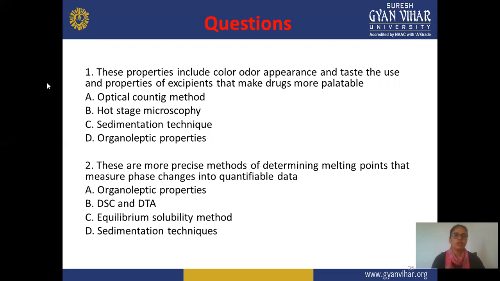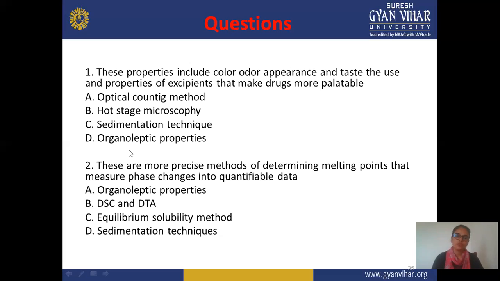In this first question, these properties include odor, appearance, and taste, and the use and properties of excipients that make the drug more palatable. A is an optical counting method, B is hot stage microscopy, C is the sedimentation technique, and D is organoleptic property. If you know about liquid dosage form or evaluation parameters or physical chemical properties of this liquid dosage form, you can easily answer this question out of these ABCD options. In this question, we discuss color, odor, appearance of your liquid dosage form, or how the excipient changes the property of a liquid dosage form.